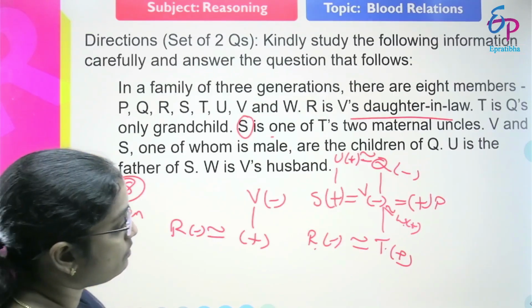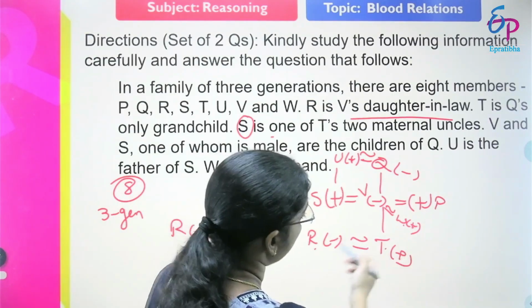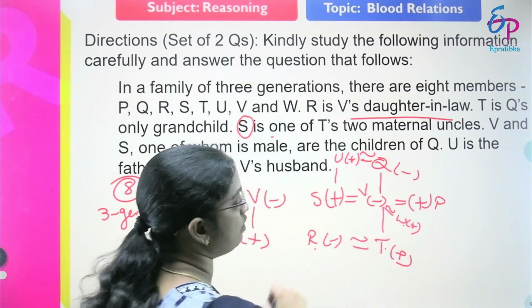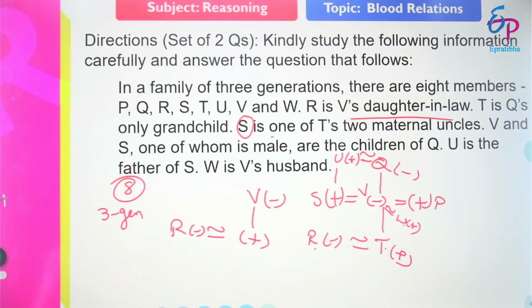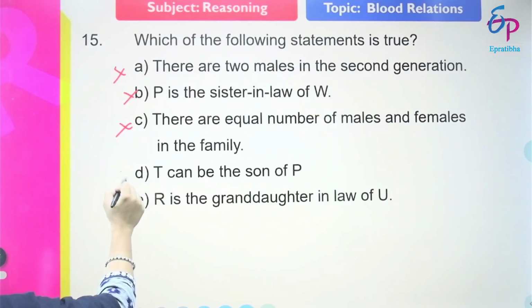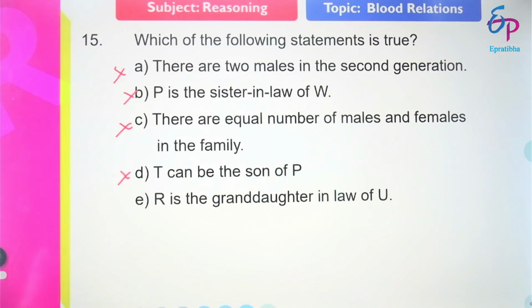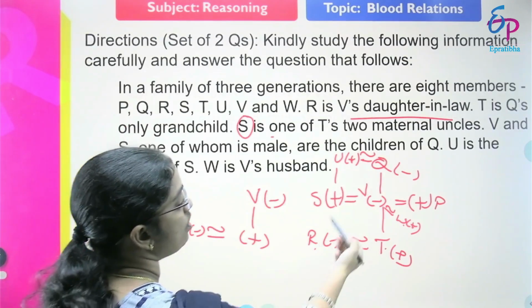Yes, T can be the son of P. So no, there is no chance for that, right? So T is not the son of P, friends. Okay, then that is also a wrong option. Then R is the granddaughter-in-law of U. Okay, so R is the granddaughter-in-law of U.